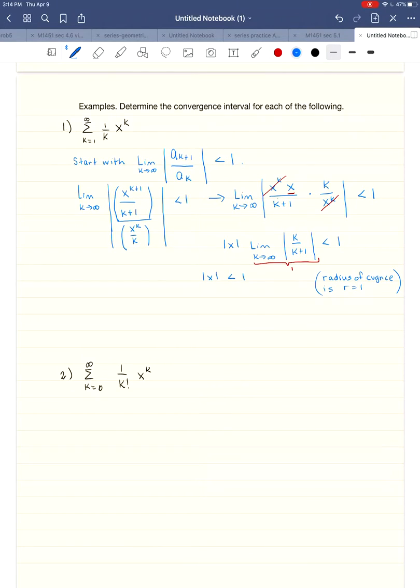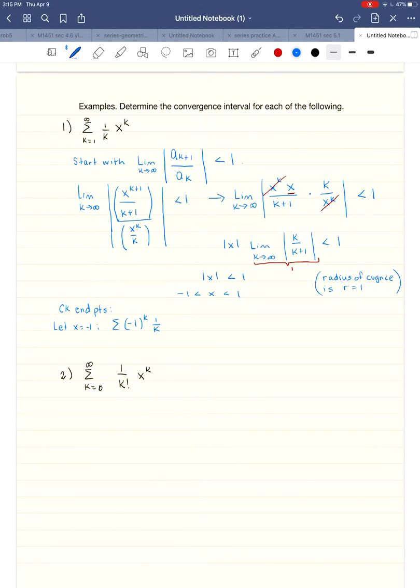But that also means that x lies between -1 and 1. To see if my interval is closed at either endpoint, I go back to the original series and substitute 1 and -1 in for k. So we're going to check the endpoints of this interval. Let's let x equal -1. And our series looks like -1 to the k times 1 over k.